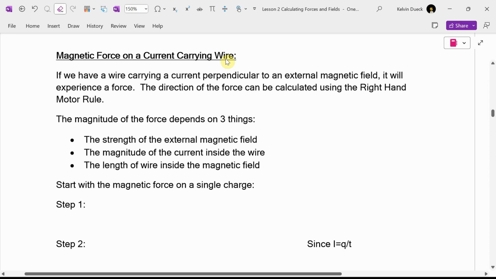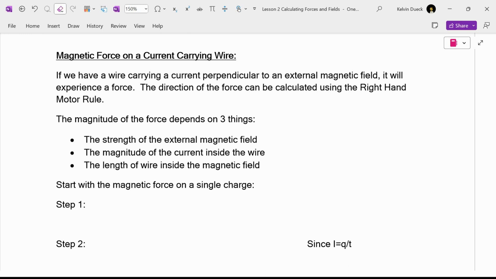Now let's ask, what if we stick a bunch of charges in a wire? What's the magnetic force on a wire? One charge is QVB. Turns out we can use that to extrapolate what it would be for a bunch of charges holding hands in a wire. So if we have a wire carrying a current perpendicular to an external magnetic field, it will also experience a force.